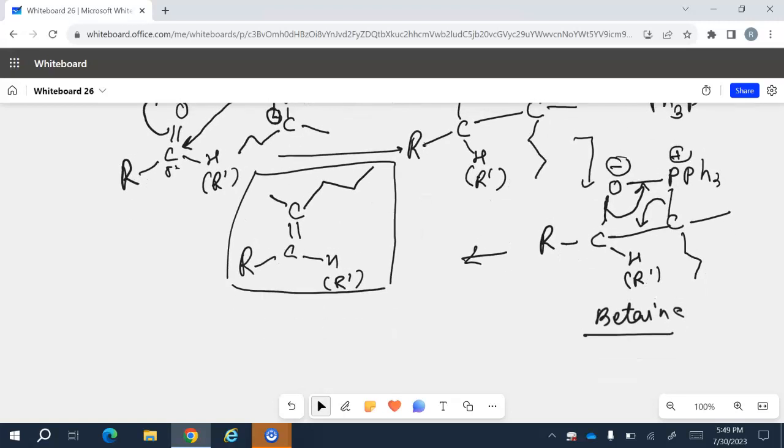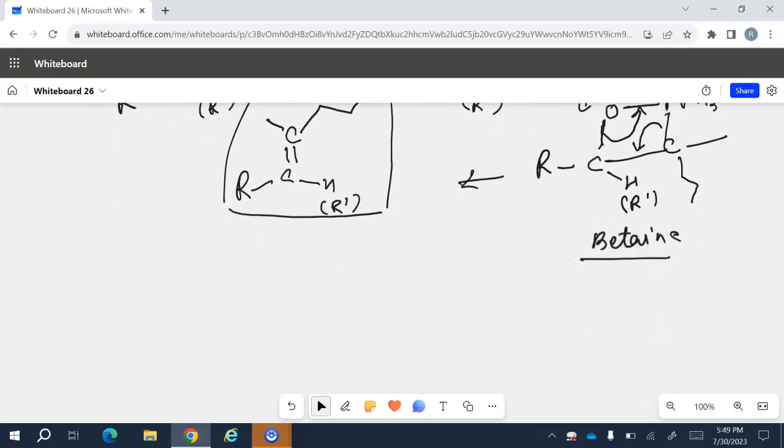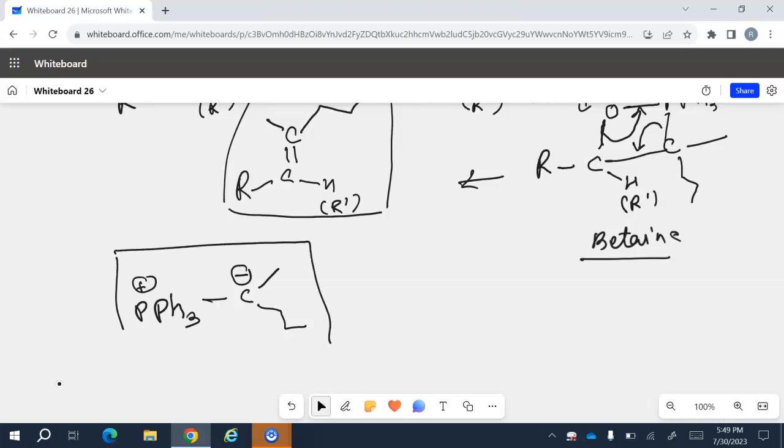Now the next part that we need to discuss very clearly is, we understand how the betaine is formed in the Wittig reaction. The question is, where does this ylide come from? For the formation of betaine, we have used triphenylphosphine PPh3 with a plus, which is bonded with carbon, and one is a methyl group and the other is a propyl group, with a negative. So we wanted to learn this ylide. How do we obtain this? How do we get this?